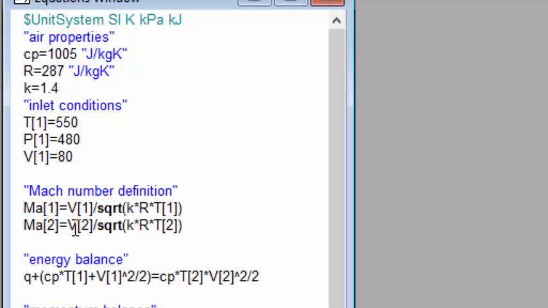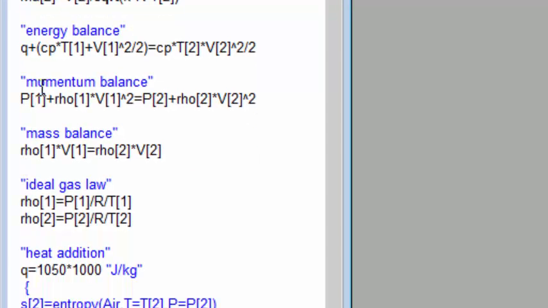So I've got my definition of Mach number 1 at the inlet and the outlet. And then what I have is my single energy balance. So I have my heat addition, Q, and then the energy, which is Cp times T, heat capacity, and then the velocity term. So my enthalpy term and my kinetic energy term. Cp T is enthalpy. V squared over 2 is my kinetic energy term, and that's the outlet.